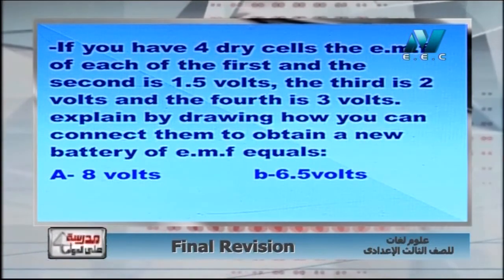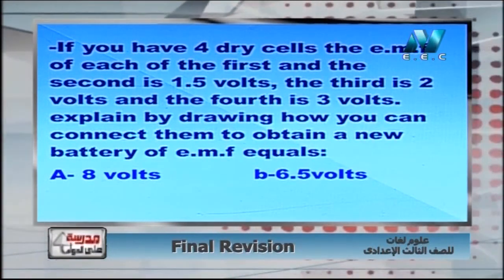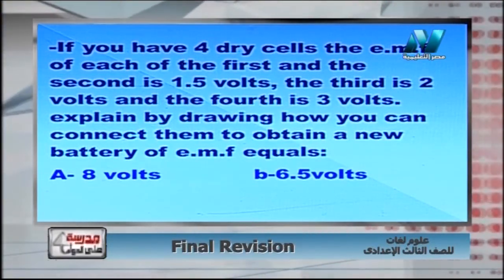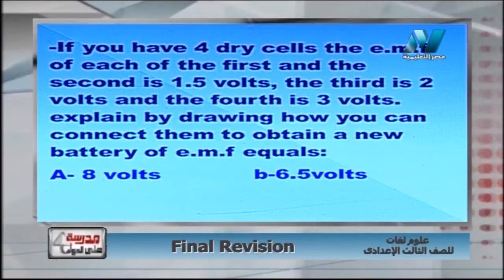And the fourth one is 3. So the conclusion I have: 4 dry cells, two of 1.5, one of 2 volt, and one of 3 volt.